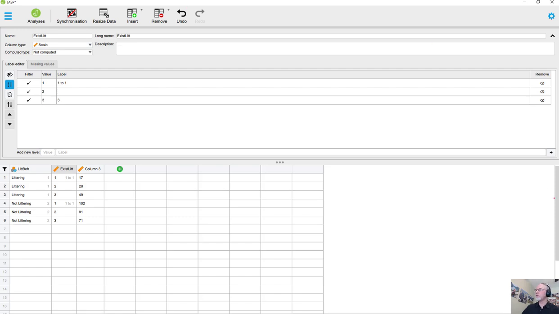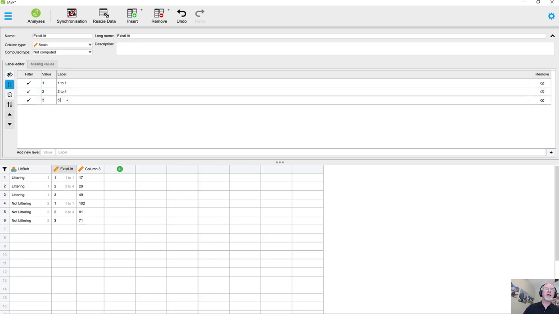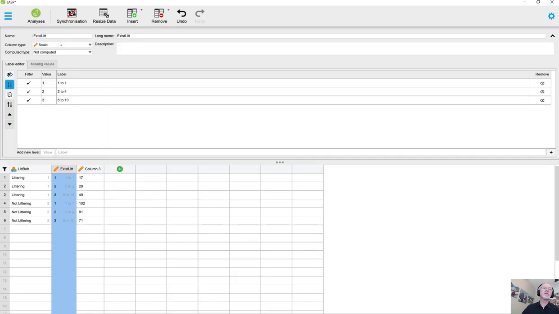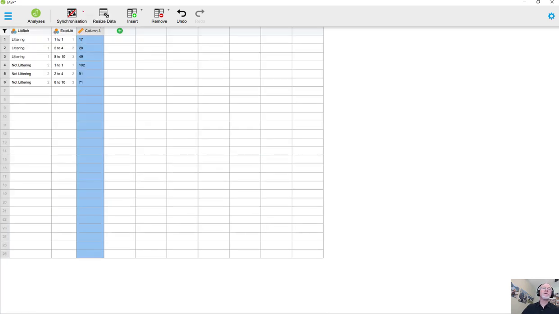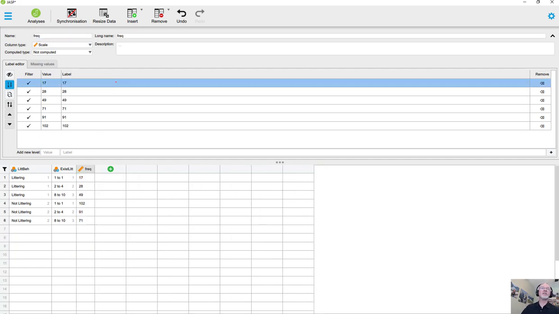The next one was 2 to 4. And the last one was 8 to 10. Click someplace and then go over to the third one. Oops, wait. And let's make this a nominal variable. Finally, for the third one, I'm going to call this frequency. So it's the number of people that I have in each cell.